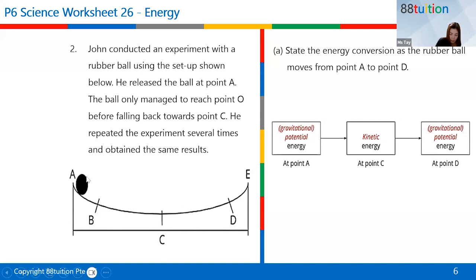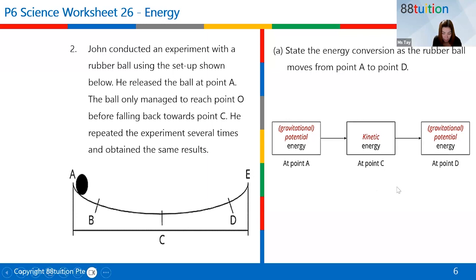When it's at A, before it's released, it has a lot of potential energy and it's at a certain height. Once you release it, it will come down. As it comes down, it's gaining in speed. Another thing is that the potential energy is converted to kinetic energy. Then at point C, where it is the lowest, all the potential energy is converted to kinetic energy. That's why at point C, it is the fastest.